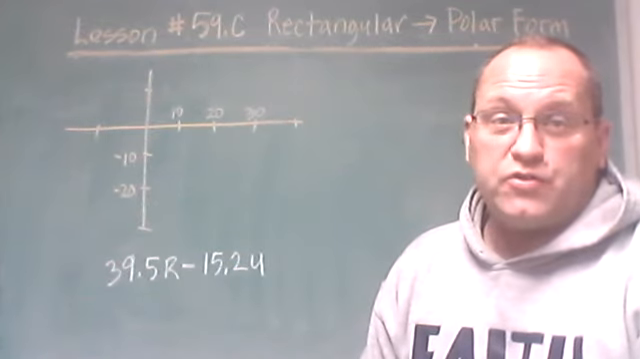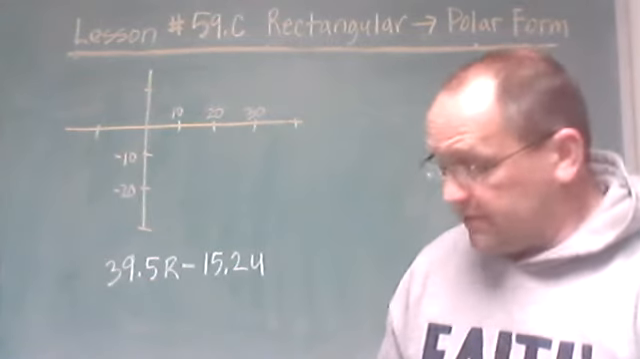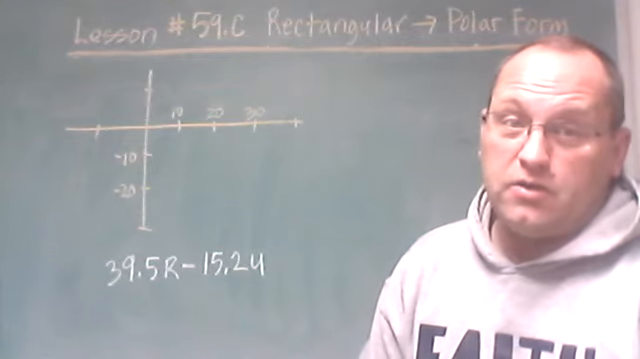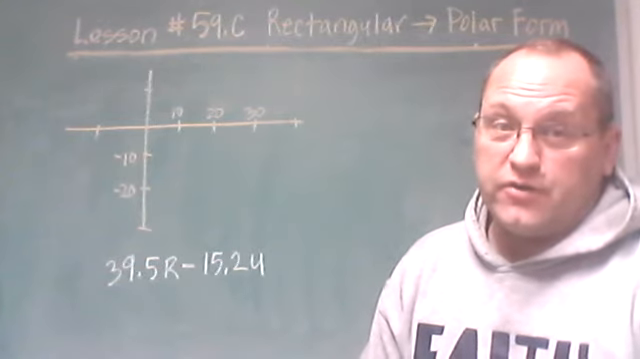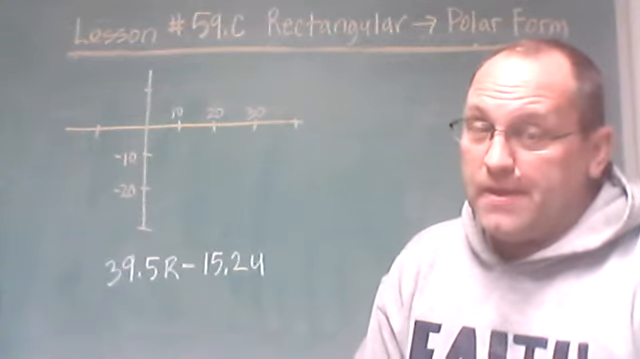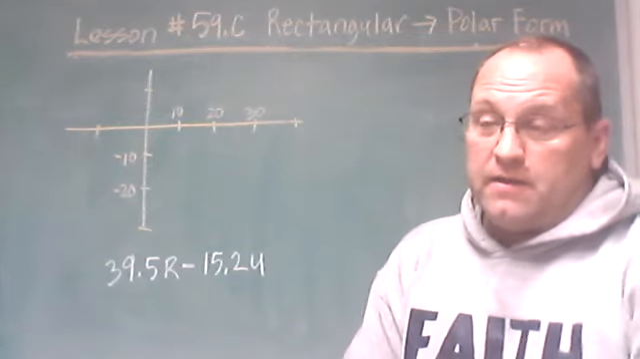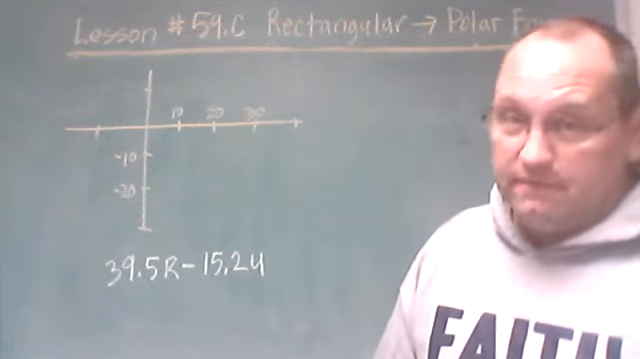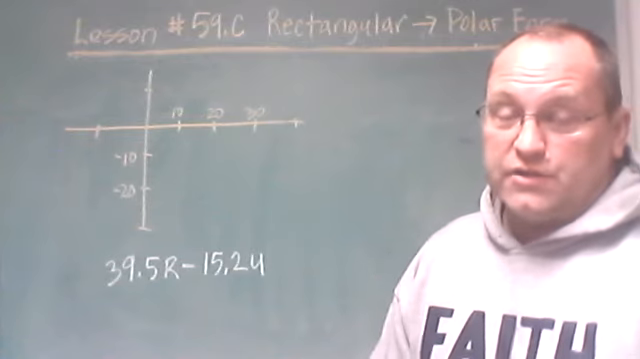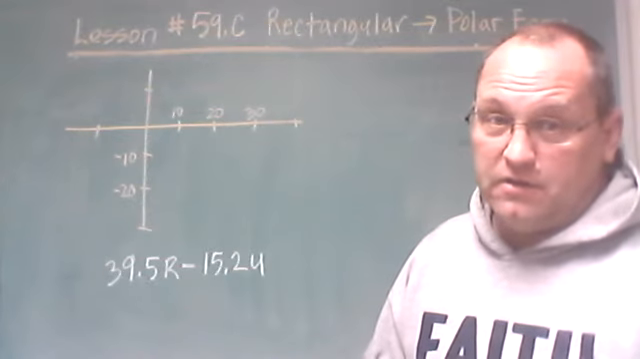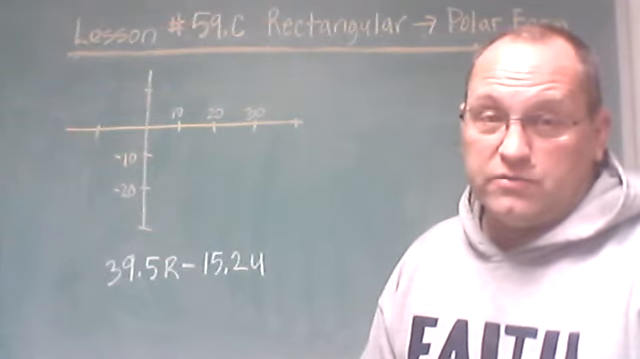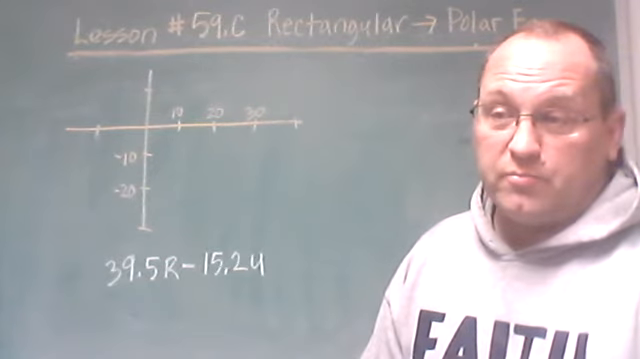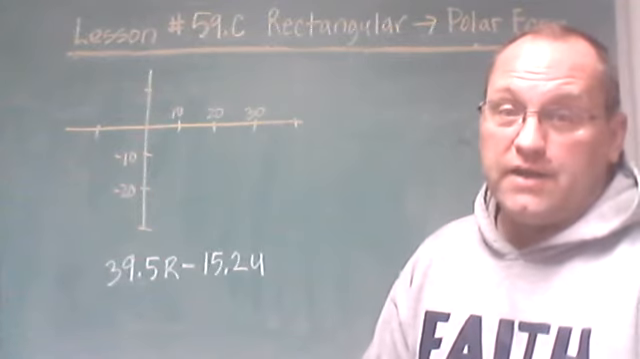Hi, this is the Algebra 2 supplementary lesson on lesson 59C. We're converting rectangular form of a vector expression into polar form, and this is the same type of problem as we were doing yesterday. I think the assignment yesterday focused on the opposite, changing polar to rectangular, and your homework today will concentrate on changing rectangular to polar. I did both in yesterday's video.